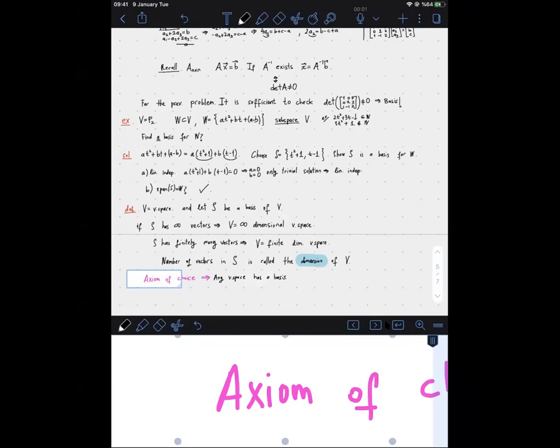Like in that mathematics, you can take a ball, cut that ball into some pieces, and recombine them to get 2 balls. So one ball magically becomes 2 balls in that mathematics. We won't be doing those kinds of things, of course. So for us, any vector space will have a basis.